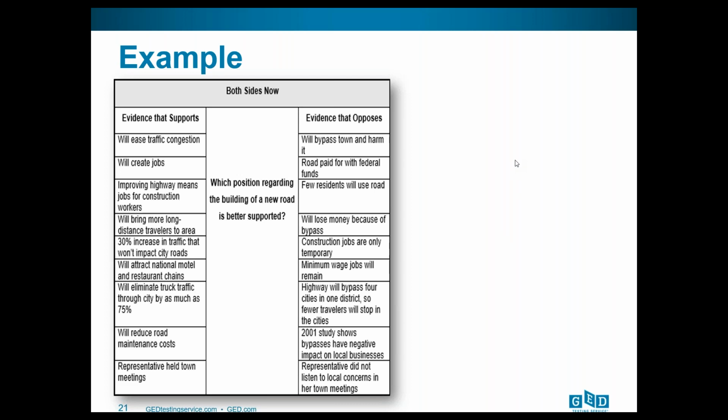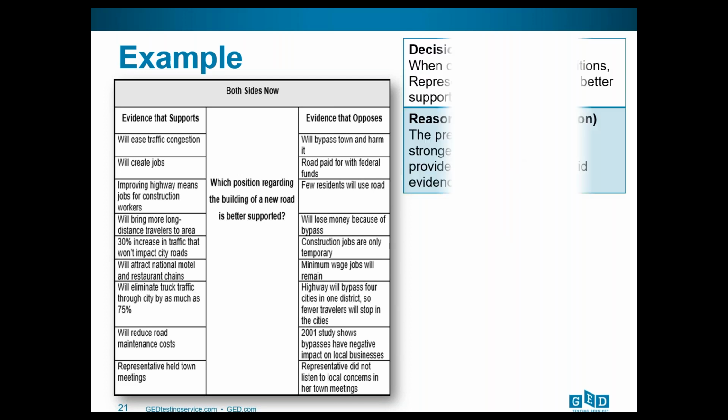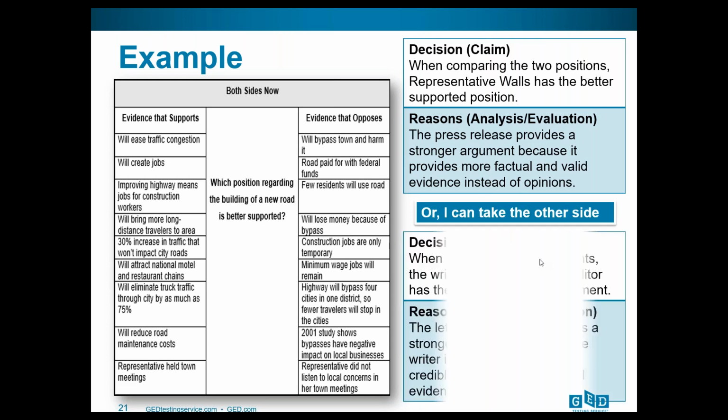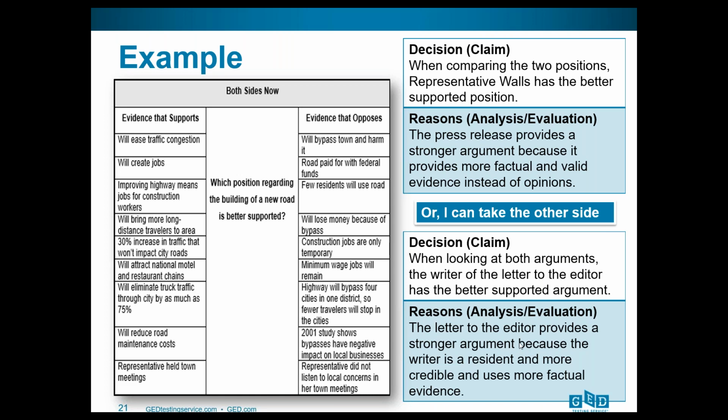Okay, so this is a Both Sides Now example that is actually built from one of the resource guide stimulus materials. It's called Revenue and Taxation, and it first provides the evidence that supports that the building of the new road is beneficial. And then there is the evidence that opposes, which provides the other perspective.